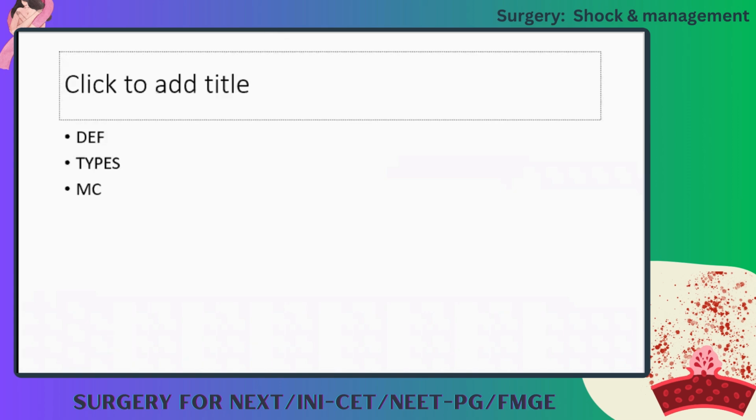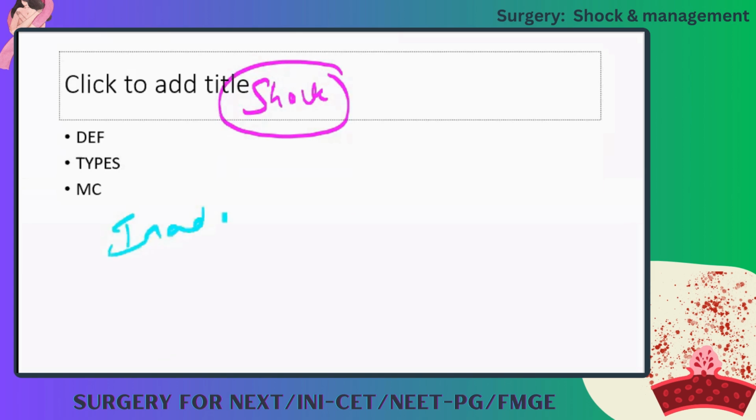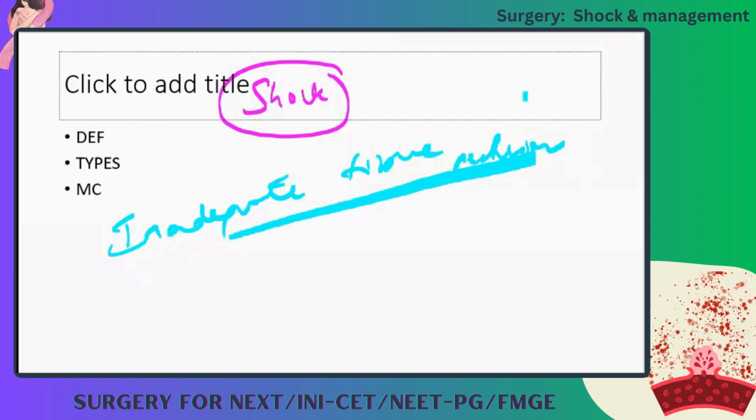So, coming to shock. What is shock basically? It is inadequate tissue perfusion, sir. Very good. Yes, it is inadequate tissue perfusion. The tissue is not perfused, leading to what? What does this lead to?